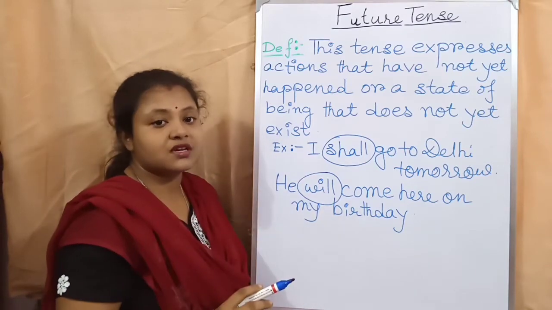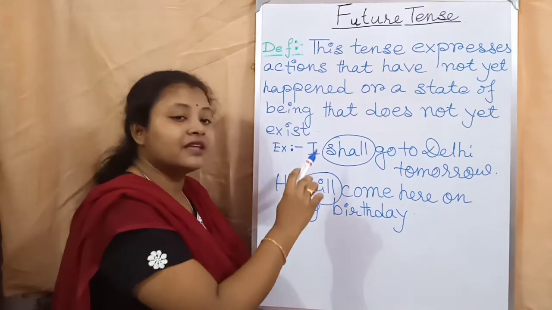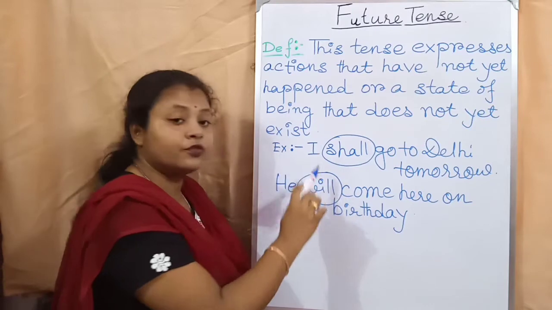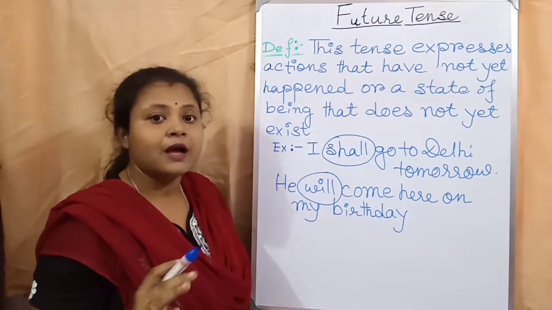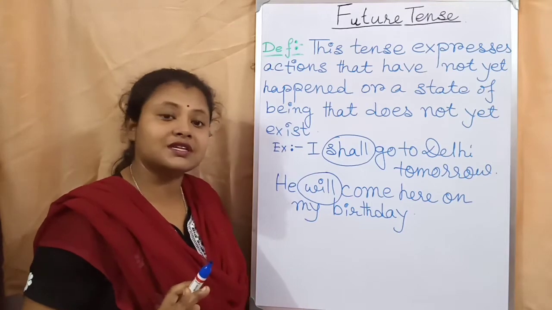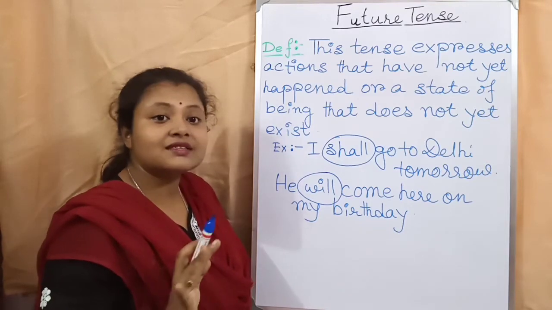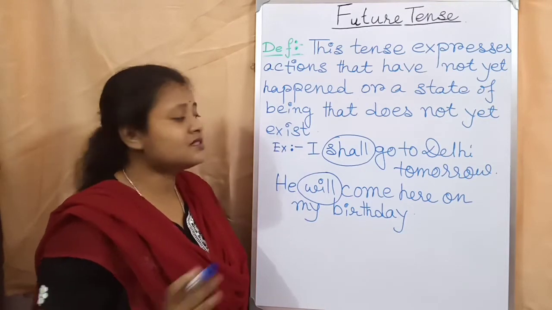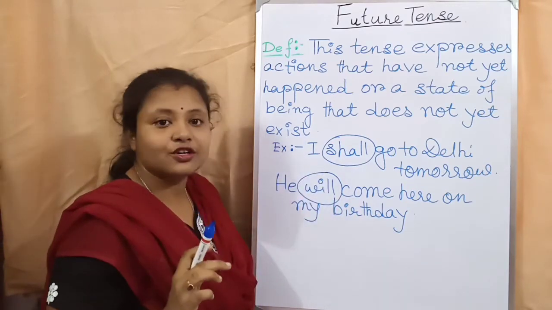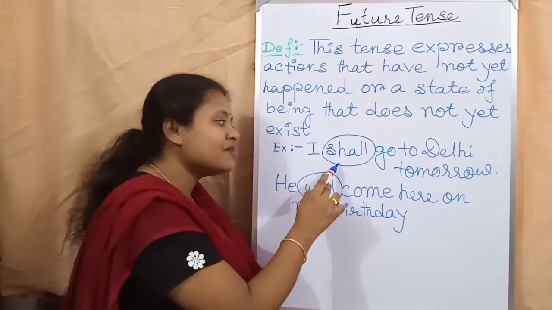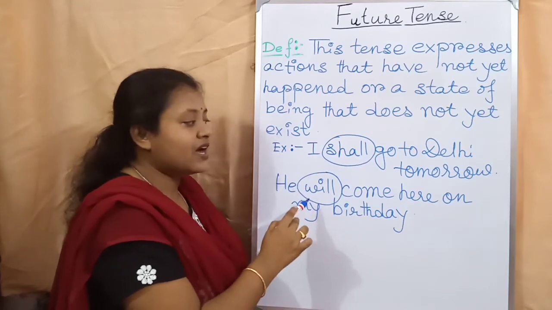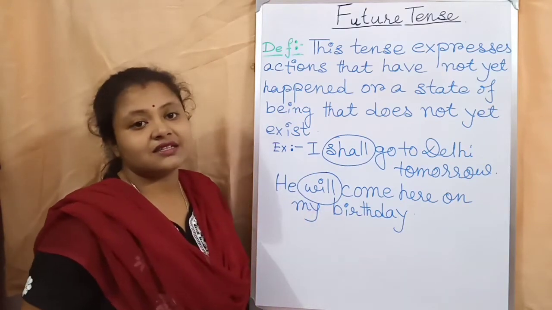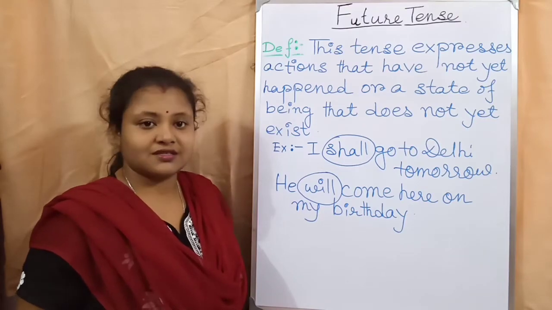In these two sentences, we can see that the verb refers to an action that will happen in future, but that has not happened yet. How will you understand that the sentence is written in future tense? If you look at the auxiliary verb. Auxiliary verb here means shall, will. So that is why we understand that the sentence is written in future tense.